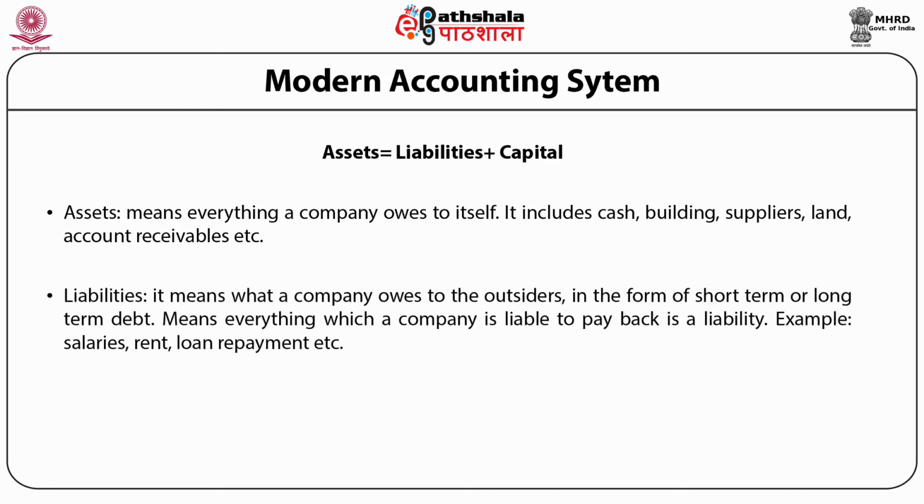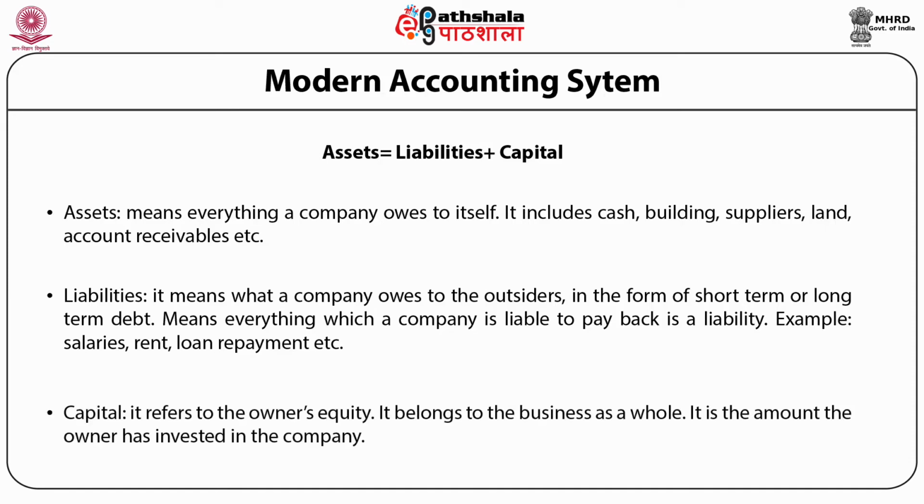Liabilities means what a company owes to the outsiders in the form of short-term or long-term debt. It means everything which a company is liable to pay back is a liability. Example: salaries, rent, loan, loan repayment, etc. Capital: it refers to the owner's equity. It belongs to the business as a whole. It is the amount the owner has invested in the company.